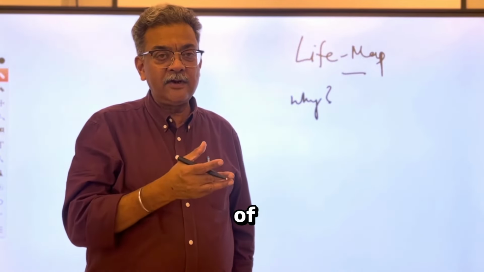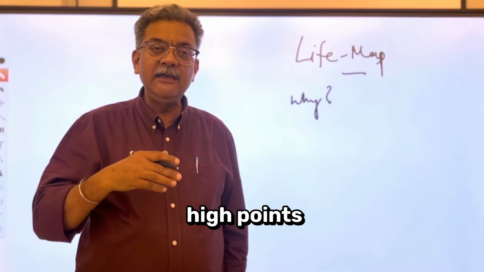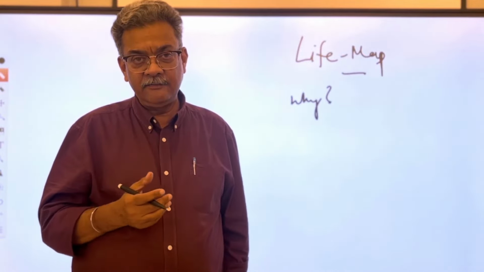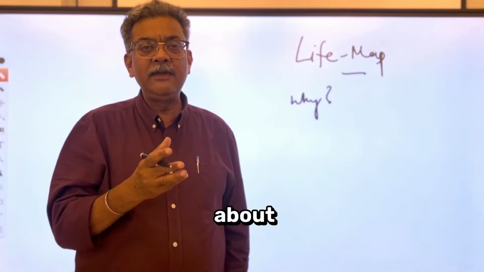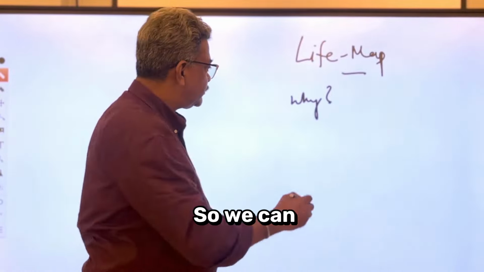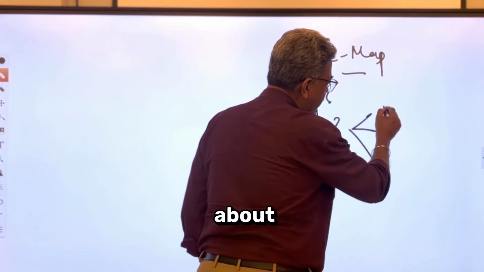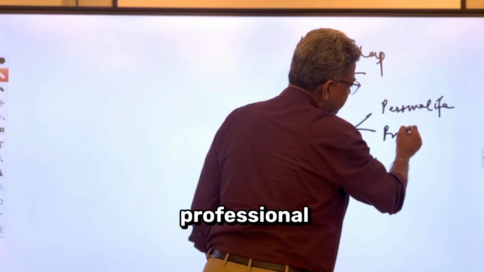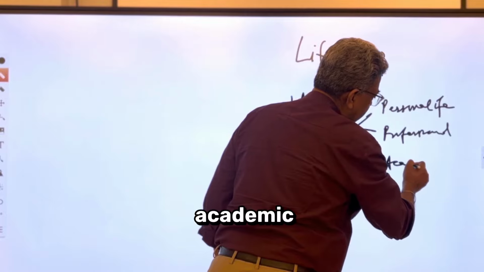Now we come to the aspect of what we mention in a life map. We have to mention the high points and low points in our life that have really impacted our life. These high points and low points at the different stages of our life can be about our academic life, our professional life, or even our personal life.